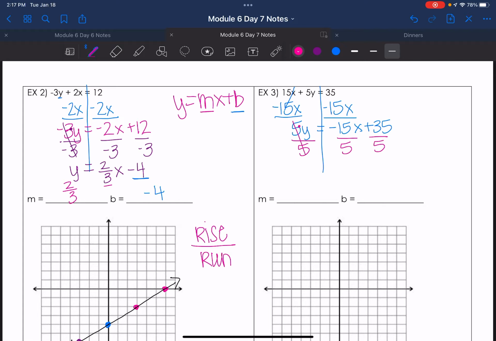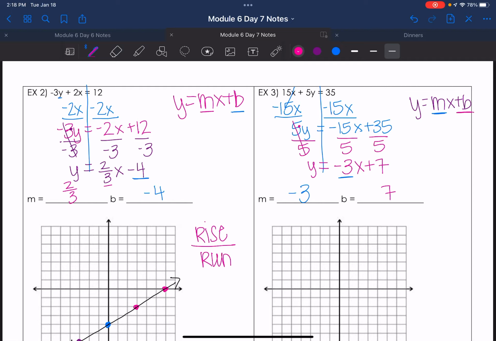And 5 divided by 5 cancels out. It equals 1, so we're left with y equals, and then -15 divided by 5 is -3, bring down our x, and then 35 divided by 5 is a positive 7. So now using our slope intercept form, y equals mx plus b, we're going to take that m and identify it as -3. And then our y-intercept is positive 7.